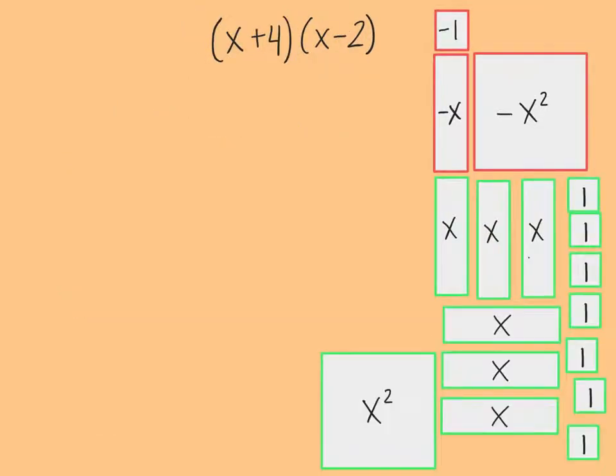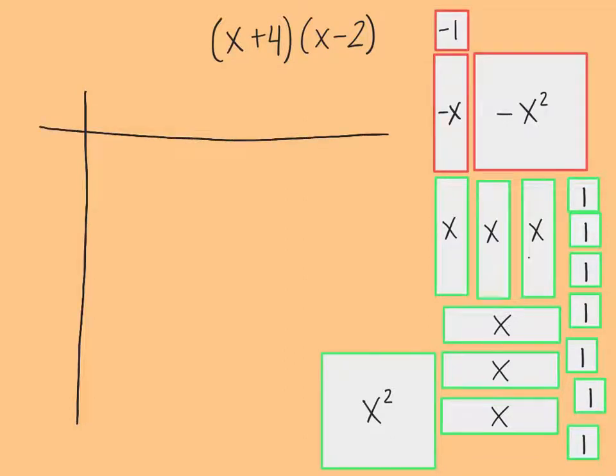So here's another problem that we can try to solve. So we're multiplying the two polynomials, x plus 4 times the quantity of x minus 2. So to help us solve this, I'm going to use my area model again, and I will make these two lines.